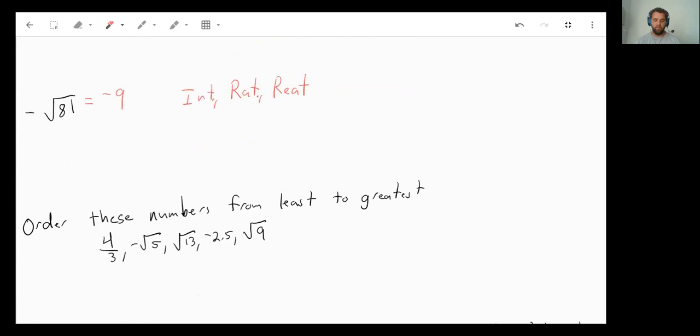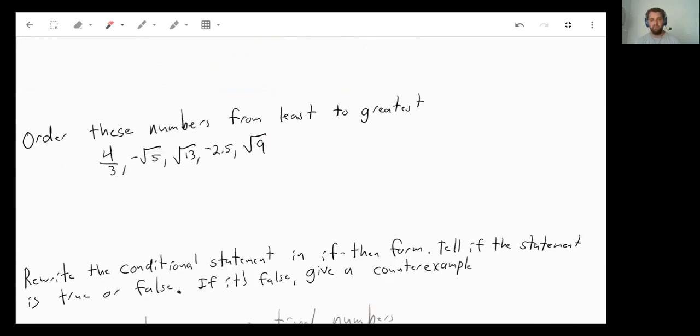Something else you might be asked to do in this section is order numbers from least to greatest. What I would suggest doing here is figure out what they are as evaluated numbers first, rearrange it like that, and then come back to put it off of what they were originally written as. So like the square root of 9, we can call that 3. The square root of 13, I'm just going to type that into the calculator real quick because I don't know what that comes out to. And the square root of 13 is 3.6.